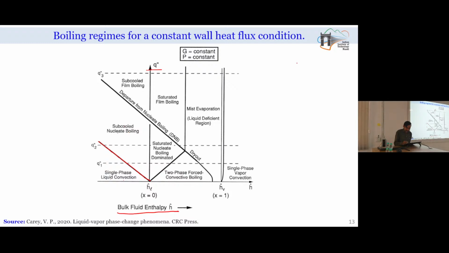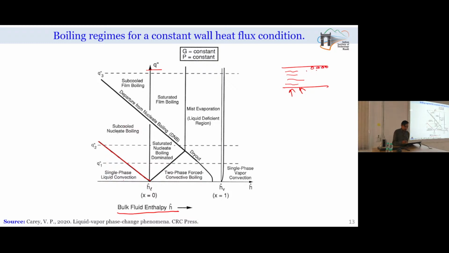So, it means that if you are slowly heating the surface, the required degree of superheating may not occur for a nucleation site, and the liquid will just keep on heating in the forced convection single phase regime, and once it is saturated, after that bubbles will form.